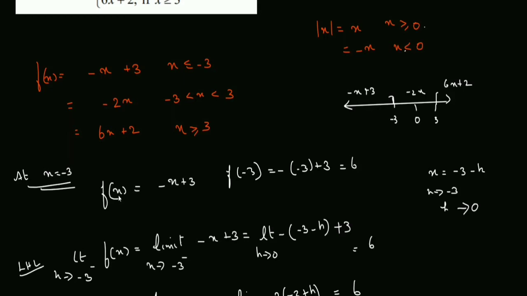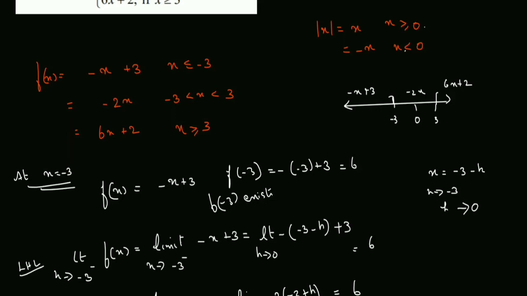Now put x as minus 3, you are finding the value of the function. So put minus 3, so minus of x is minus of minus 3, so plus 3, which is equal to 6. The function exists. F of minus 3 exists.